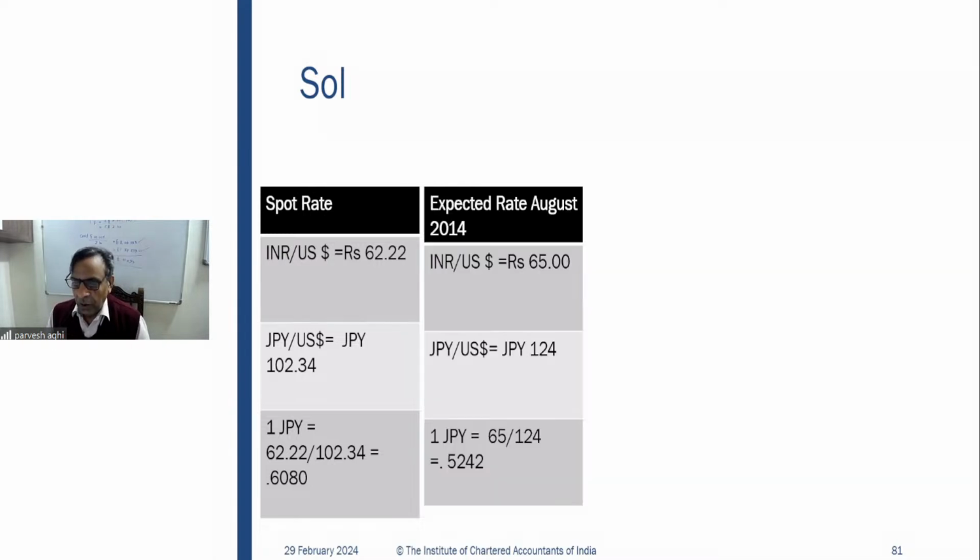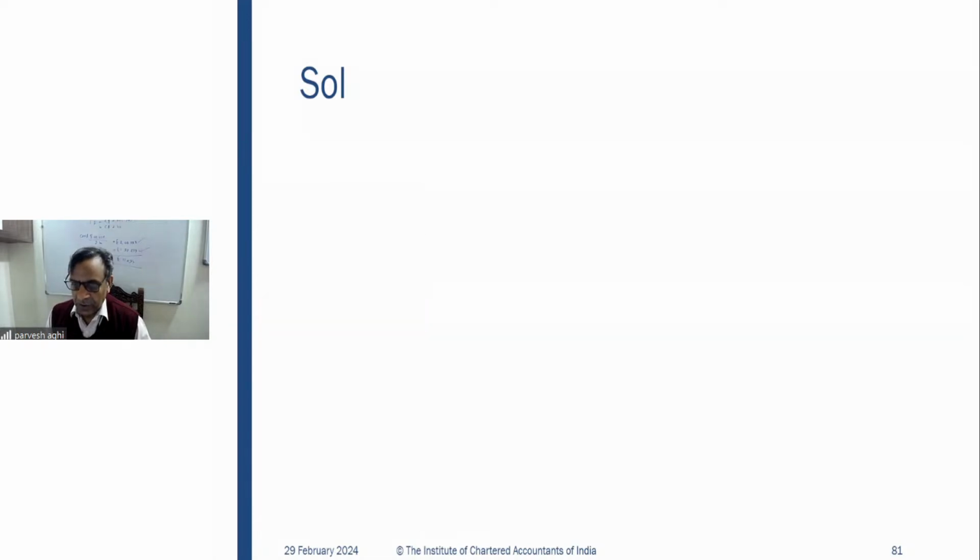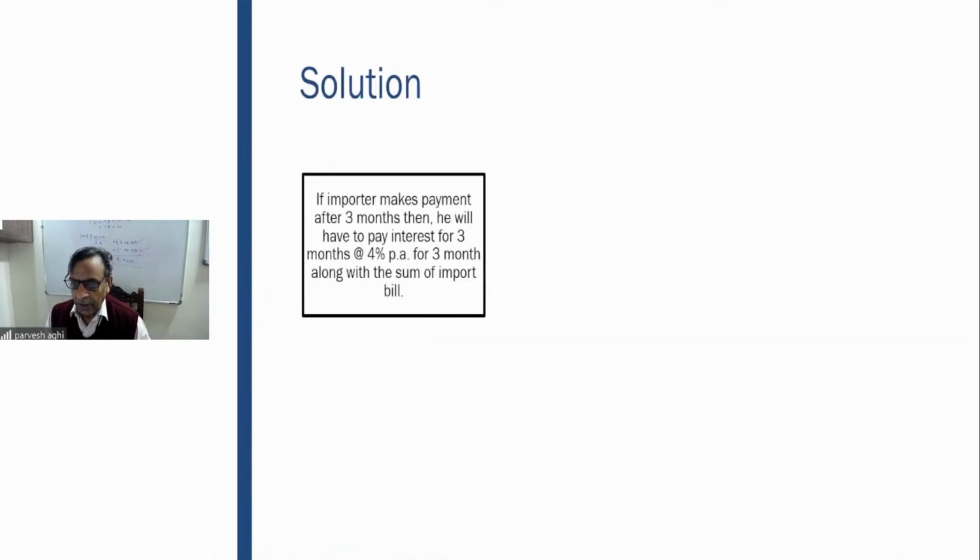Now the expected spot rate, which is given on August 2014. Now these are the spot rates, the different spot rates. The expected spot rate is 65, the rate of US dollar versus rupee, which he has calculated. So now, what I've done I'll just show you here.